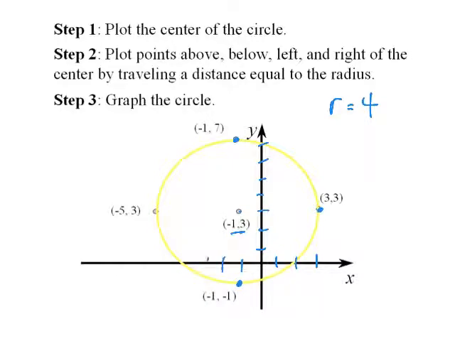left 4, 1, 2, 3, 4. And so you're at -5, 3. And that will be good enough for a sketch for me. If you're asked to do this, just plot those 4 key points and then connect the circle the best you can. You don't need to use a compass for your homework.